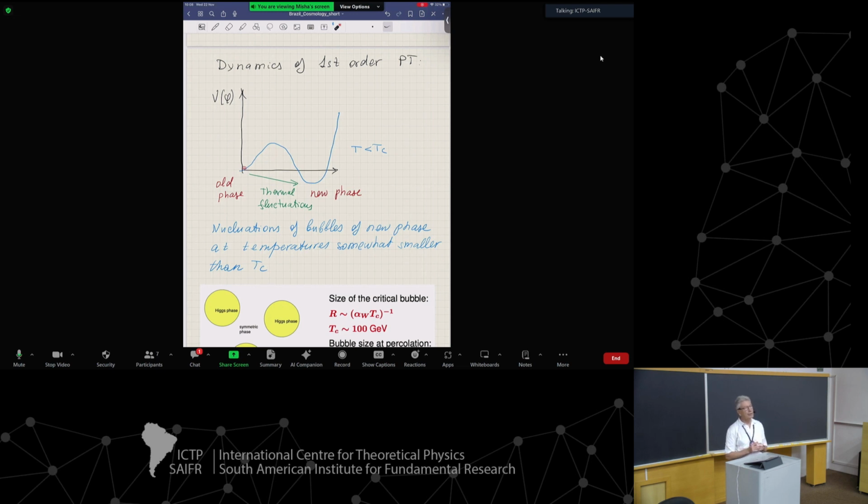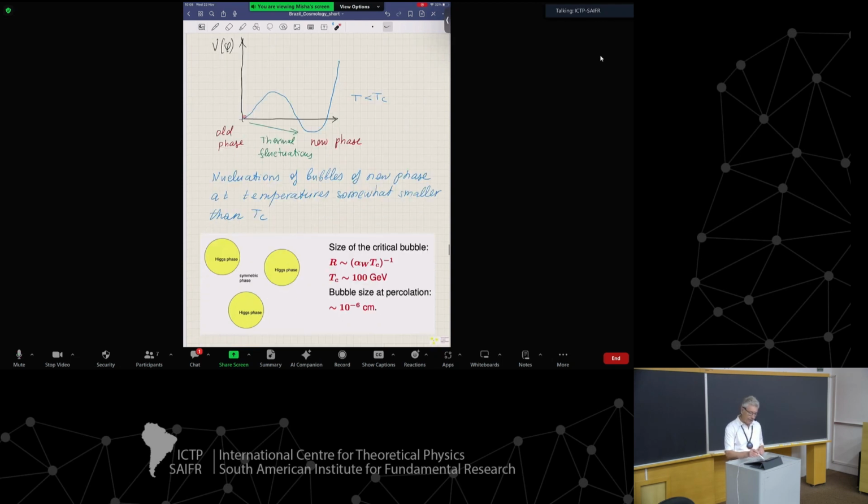Then this phase transition occurs through bubble nucleation. You get bubbles of a new phase with a large vacuum expectation value of the scalar field inside, and here you have a symmetric phase. Just as an order of magnitude, if we talk about the electroweak phase transition, then the bubbles which are nucleated are microscopic, and then these bubbles expand and they percolate when they collide at a size of the order of 10 to the minus 6 centimeter, which is a fraction of the horizon size at that time.